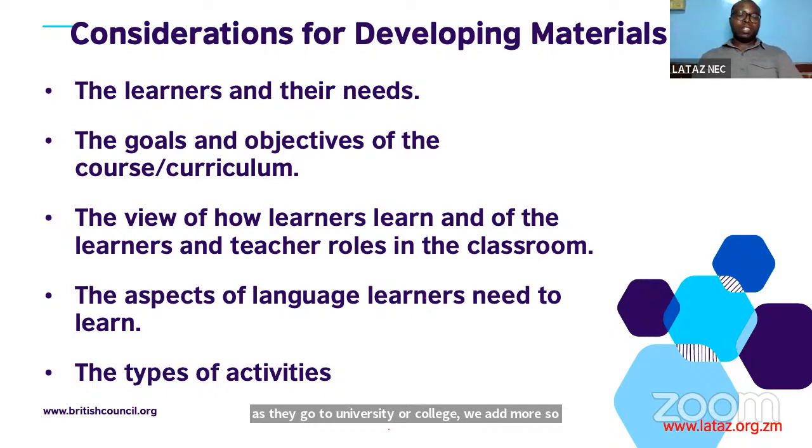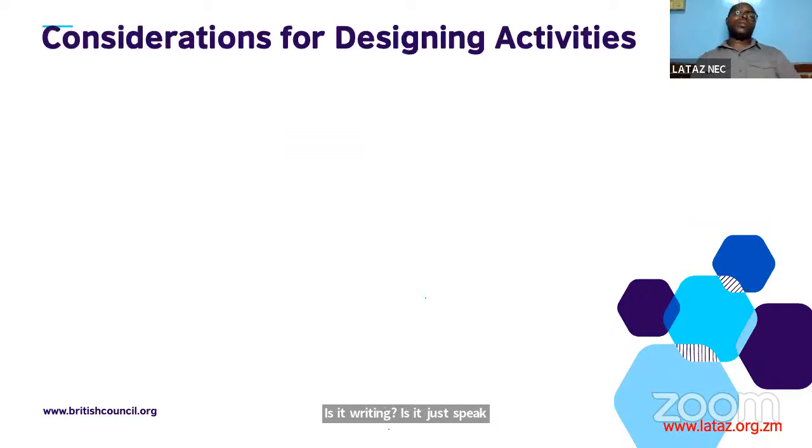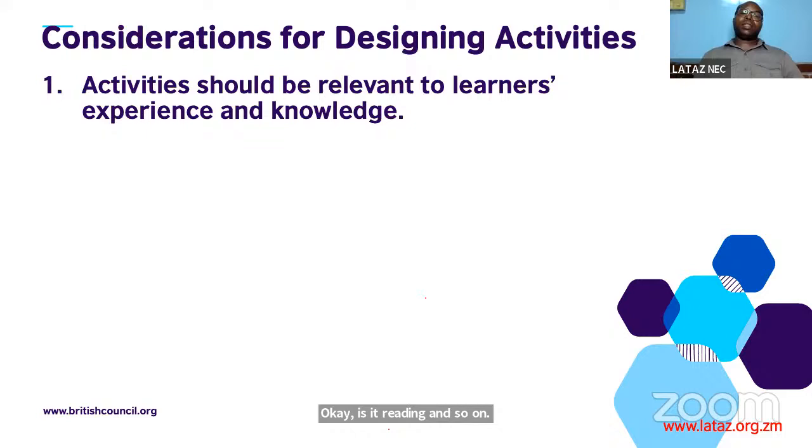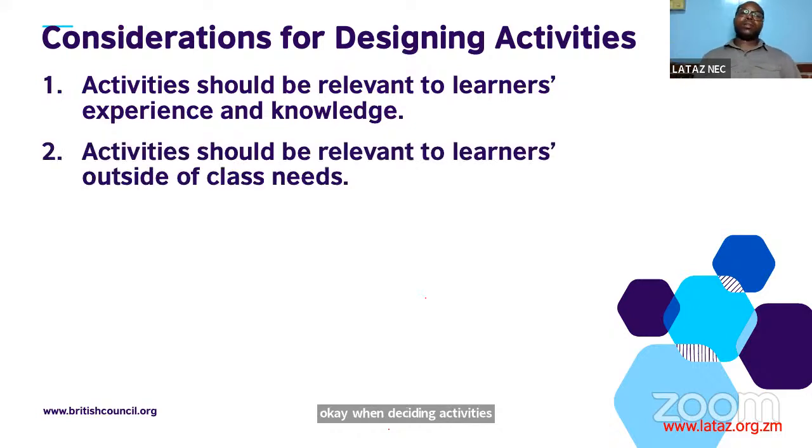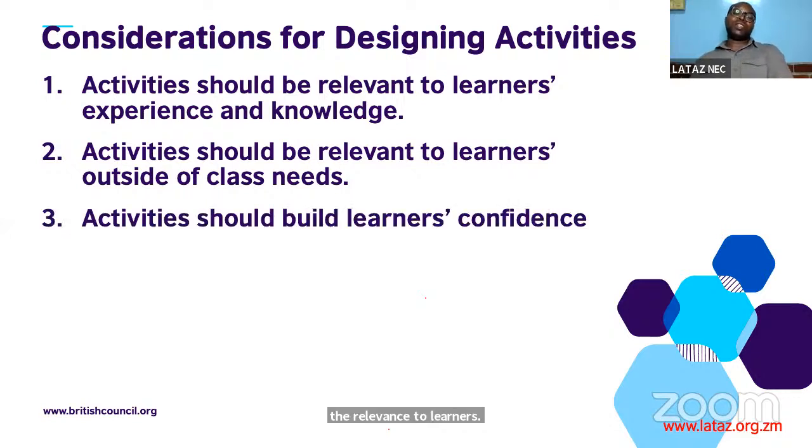The types of activities. What activities should the learners be engaged in, are going to be engaged in? Is it rhyming? Is it writing? Is it just speaking? Is it reading? And so on. Okay, when deciding activities, you have these considerations. They are relevant to learners' experience and knowledge. They are relevant to learners outside of the classroom. So every activity you include in your materials, what impact, what relevance does it have on the child's life outside the classroom? All those considerations should come into our minds.